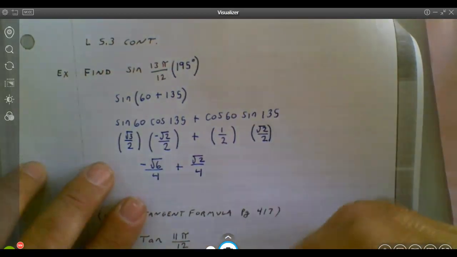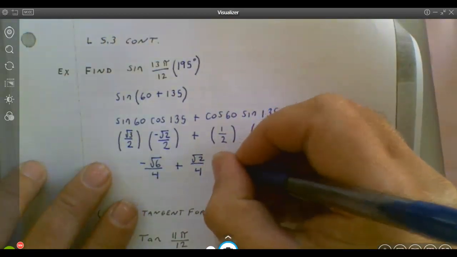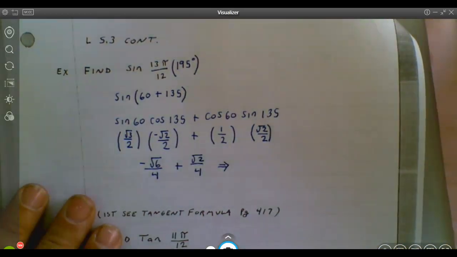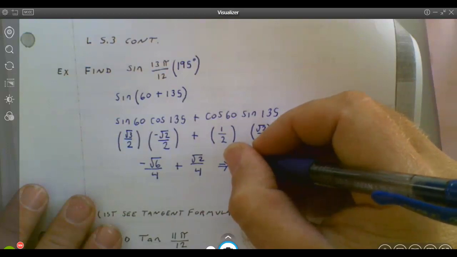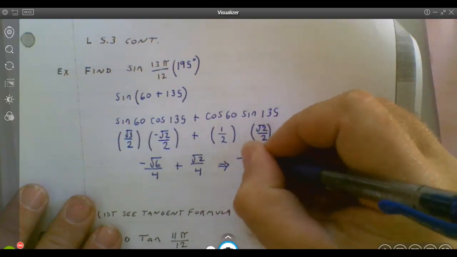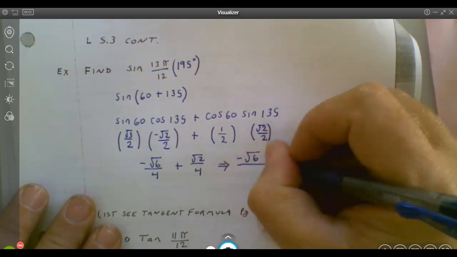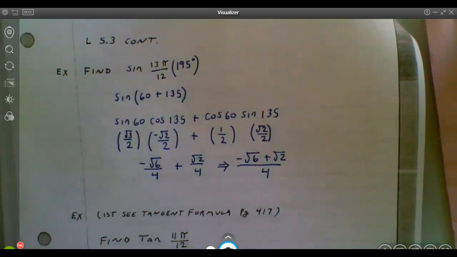So because they're both over 4, we could combine those as a single fraction. And you could either write this as negative rad 6 plus rad 2 or rad 2 minus rad 6. It really doesn't matter. Either answer would be correct. So it looks good right there.